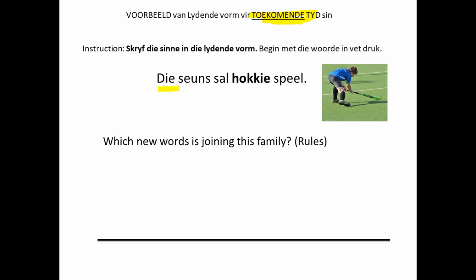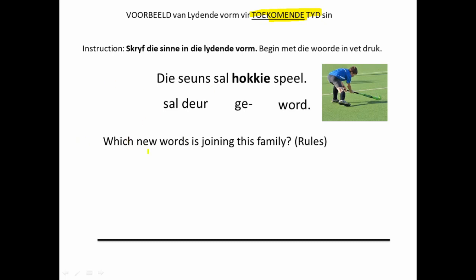Let's read. Die seuns sal hokkie speel. So I know it's a toekomende tyd because it's got sal in there. Something is going to happen in the future. What? The boys are going to play hockey. When? In the future. It's a toekomende tyd sentence. It's got different rules. You need to learn the rules. So, what are they? Sal deer, I take my piece of paper and I write it down somewhere so that I don't forget. Sal deer, ge en word.